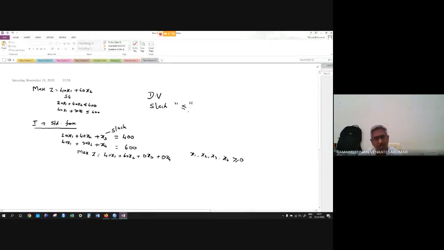Is it clear? Shall I take the next step? Only if you do it parallelly in your notebook, you will be in a position to understand. So the second step, we try to organize the problem in table form.